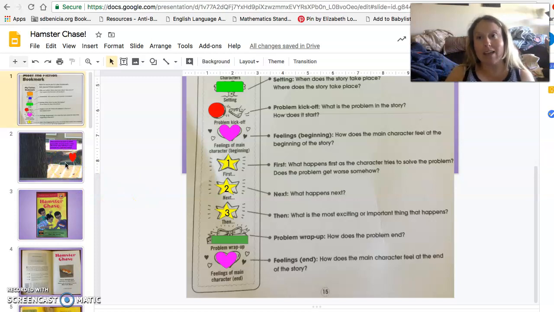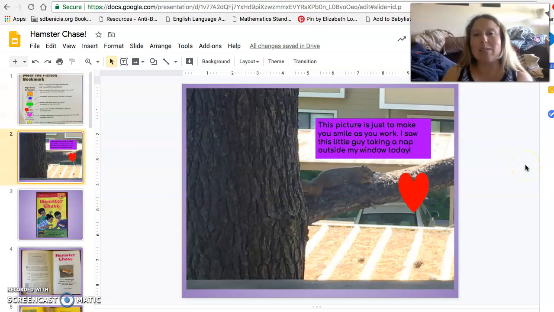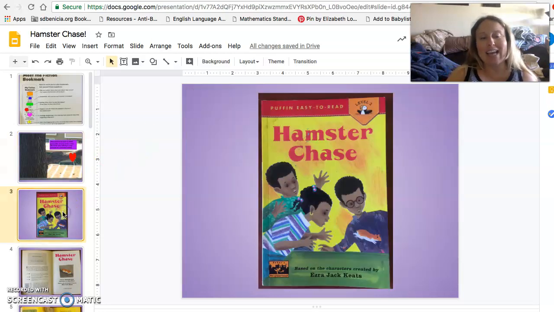All right, so next, let's take a look at this next picture of the slides. So this one I added just for fun. I was looking out my window and I saw this little guy and he was flat on that branch taking a nice nap. And I thought to myself, what a beautiful thing to share and to see. Are you seeing beautiful things like this in nature around you?